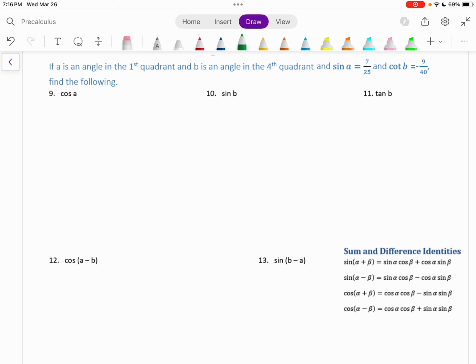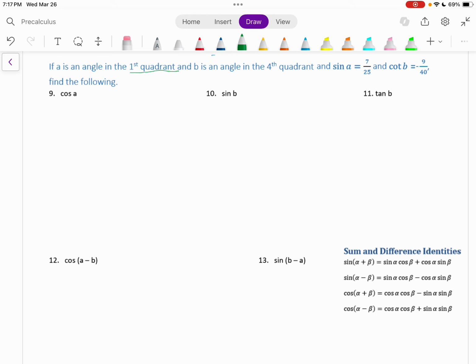If A is an angle in the first quadrant, which means everything's positive in the first quadrant, sine, cosine, tangent, and B is in the fourth quadrant, which means cosine is positive, as well as secant. We should talk about reciprocals. So cosine and secant, the reciprocal functions always have the same positive or negative sign as each other. So B is an angle in the fourth quadrant, which means cosine and secant are positive and all the others are negative. We also know that sine of A is 7/25 and cotangent of B is negative 9/40.